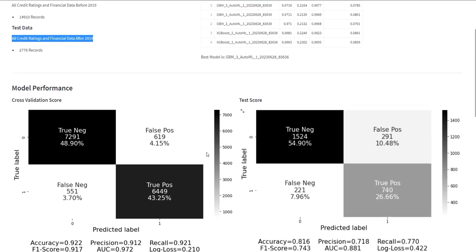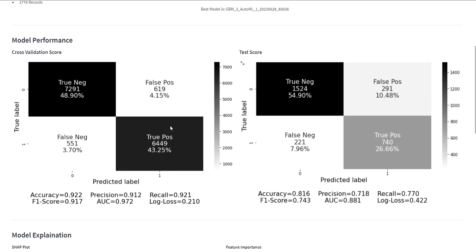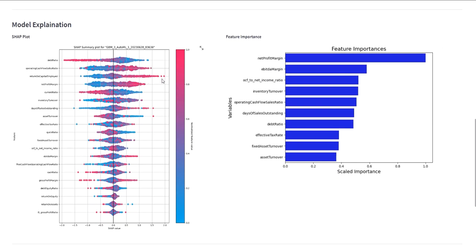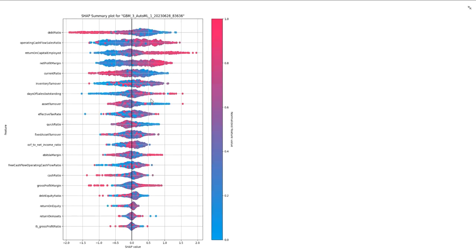But this is just for a demo, right? You can notice what is the train data, what is the test data, what is the results. And you can see the driver here. I think that is still valid. You can see this is a Shapley plot basically showing you the model explain. Basically, you can say the most important drivers from top to bottom, right?